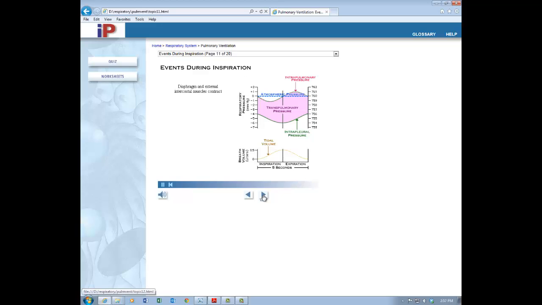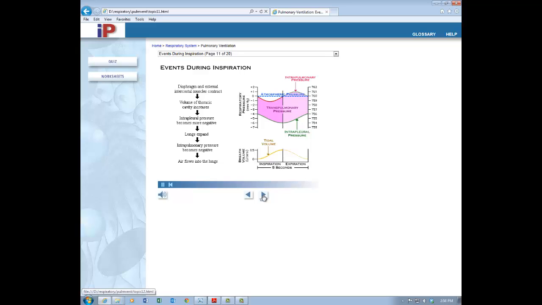During inspiration, the diaphragm and external intercostal muscles contract, increasing the volume of the thoracic cavity. This causes the intrapleural pressure to become more negative, which increases the transpulmonary pressure, which causes the lungs to expand. The expansion of the lungs lowers the intrapulmonary pressure below atmospheric pressure. Air, following its pressure gradient, now flows into the lungs.